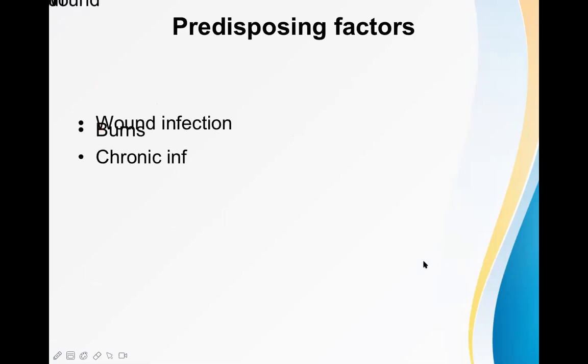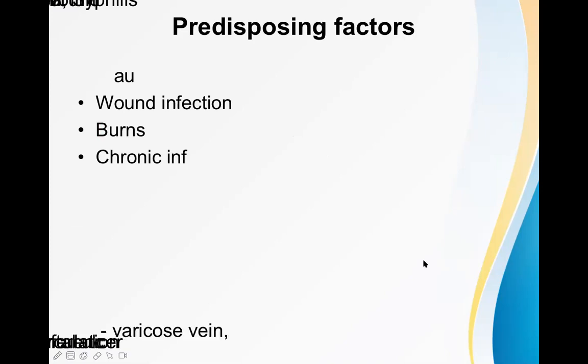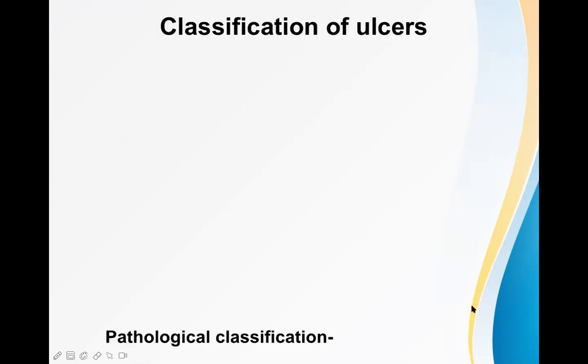Now, what are the predisposing factors for ulcer formation? Let me explain everything, and let me give you a good concept here first. Now, listen carefully. In a normal area, the ulcer is not formed. So we should have some predisposing factor or etiology. One of the commonest etiologies is trauma, or traumatic type of ulcer, very common, like a cut or a big laceration.